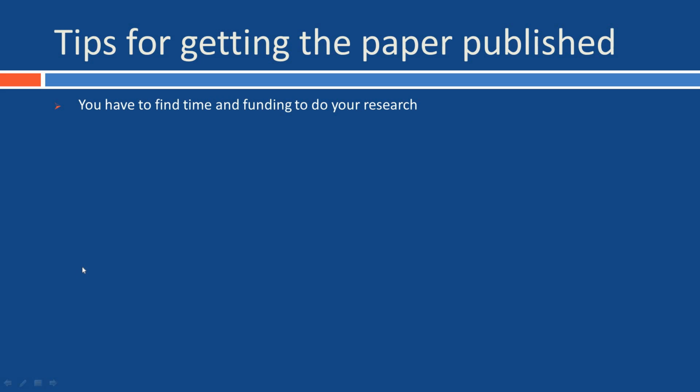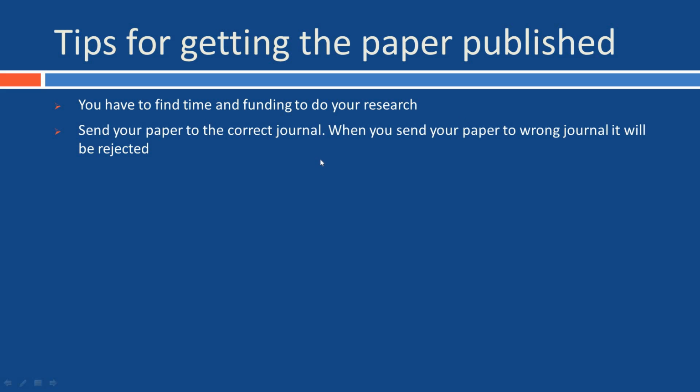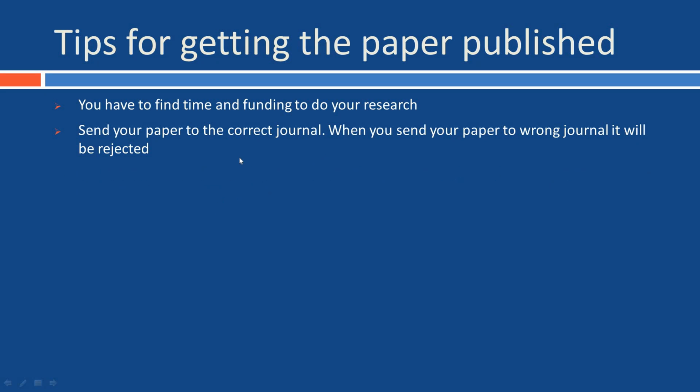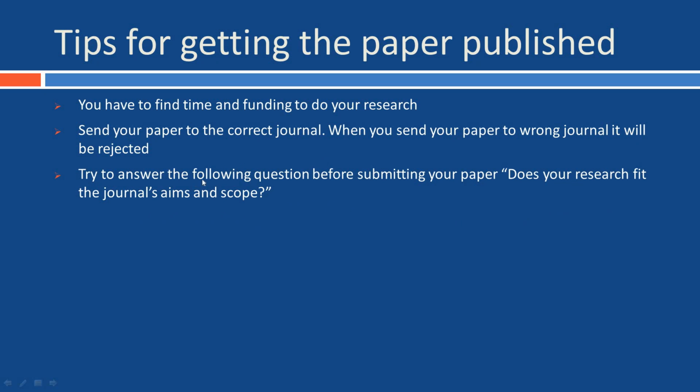Now, dear students, we see some tips for getting the paper published. You have to find time and funding to do your research. Send your paper to the correct journal. When you send your paper to the wrong journal, it will be rejected. So we have to send the paper to the correct journal according to the scope of your work and the scope of the journal. Try to answer the following question before submitting your paper.